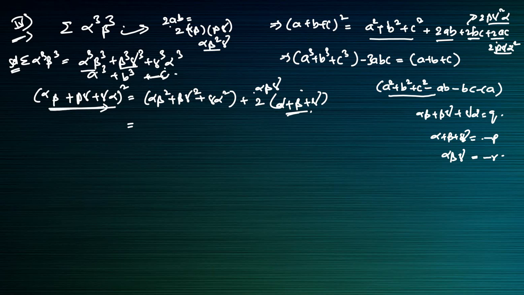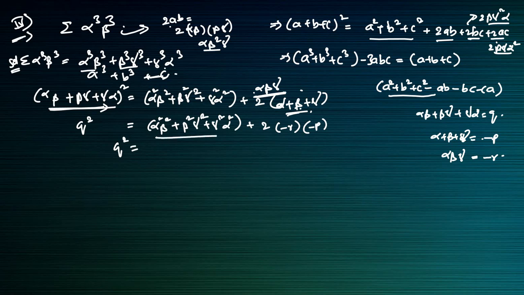So here this will become q squared is equal to, this total we keep like that only: alpha beta alpha. This is a square, means alpha square beta square, gamma square alpha square. So it will become alpha square beta square plus beta square gamma square plus gamma square alpha square, plus 2 into alpha beta gamma r. Alpha beta gamma is equal to minus r, and the sum of pairs is minus p, so q square is equal to this total will remain like that only, plus 2 times minus r times minus p, which gives plus 2pr.